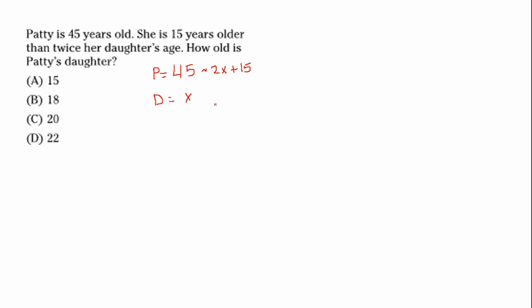So if Patty's 2X plus 15 years older than her daughter, let's go ahead and make this into an equation and solve it. 45 equals 2x plus 15. Let's subtract 15 from both sides. This goes away. 15 minus 15, 0. 45 minus 15 becomes 30. We still have this 2x over here.